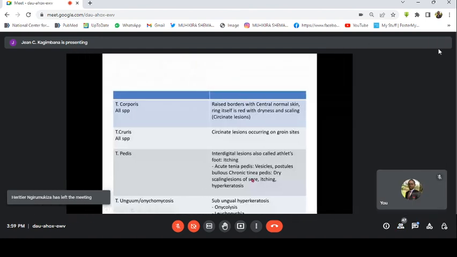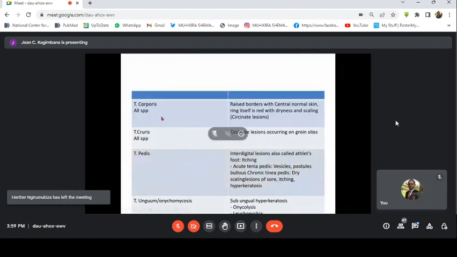Okay. Now we have here tinea corporis, tinea cruris, tinea pedis, tinea unguium. The causative agent here, let's look at the border with central normal skin. Okay, all this you will have as a ringworm. It's round, it is circular. It's easier to diagnose clinically, but in some patients you have acute tinea.